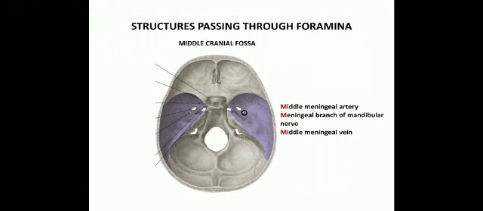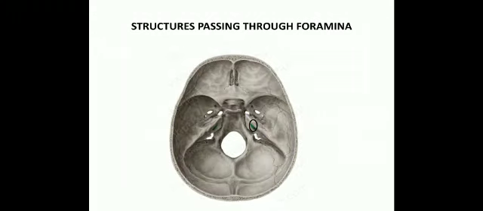And through the foramen spinosum, the 3 M's: the middle meningeal artery, meningeal branch of mandibular nerve and the middle meningeal vein. And through the internal acoustic meatus, the 7th and 8th cranial nerves pass, and also the labyrinthine vessels pass through this.